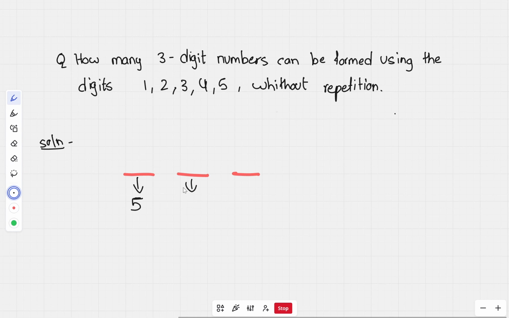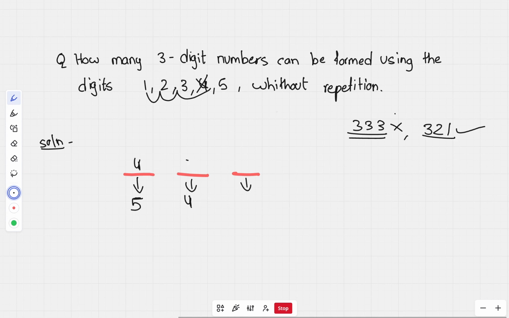Now for the second place, the question says without repetition. So the number formed cannot have the same digits. For example, 3, 3, 3 is not allowed. But 3, 2, 1 is allowed. Alright. So now repetition is not allowed. For example, I have filled 4 here from these. Now we can cancel this out because we cannot repeat. So what we are left with are 4 options to be filled in the second place.